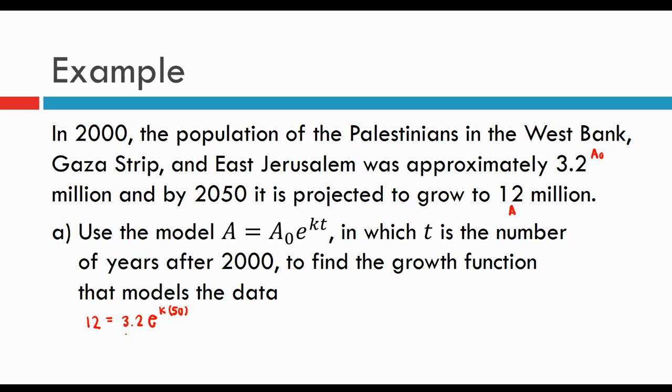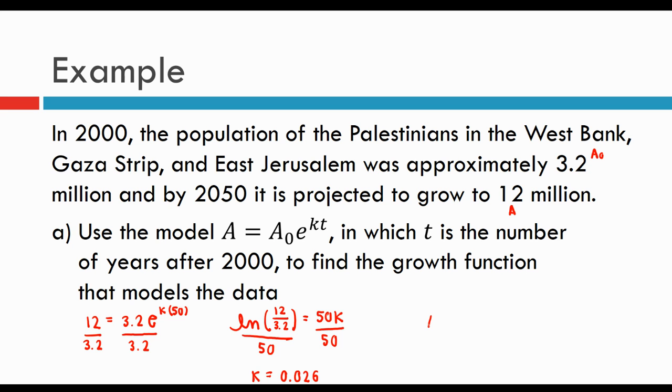All right, so I've got to isolate that base. I'm going to divide both sides by 3.2. Once again, I'm going to leave that as a fraction. I'm going to take the natural log of both sides. So the natural log of 12 divided by 3.2. When I take the natural log of e, that really just leaves me with the exponent, which is 50k. I'm going to divide both sides by 50. I'm going to very carefully type this into my calculator, and I want to round to 3 decimal places. So hopefully by typing that into your calculator, we see that we should get 0.026. Okay, so that's my k value.